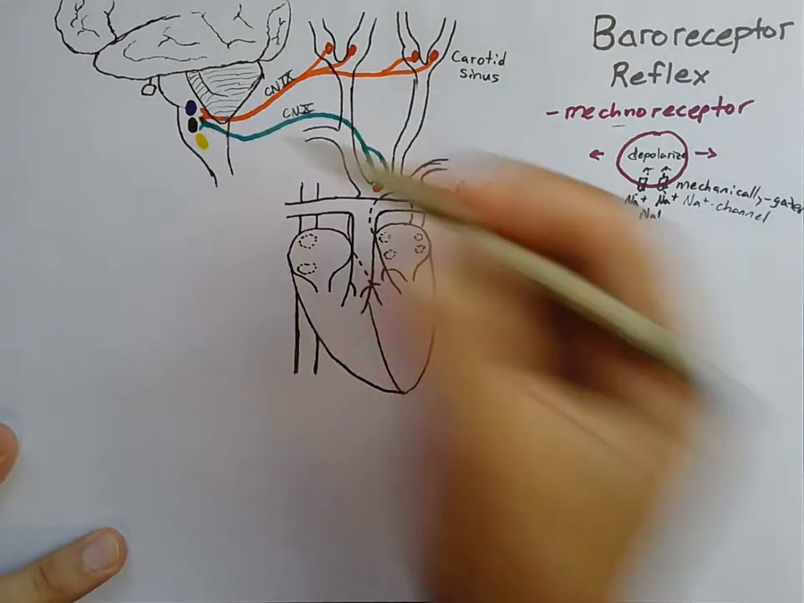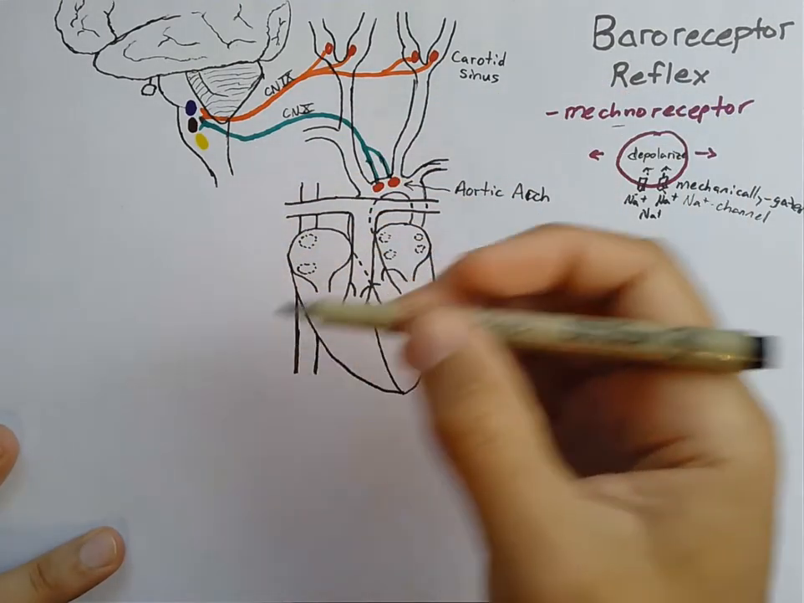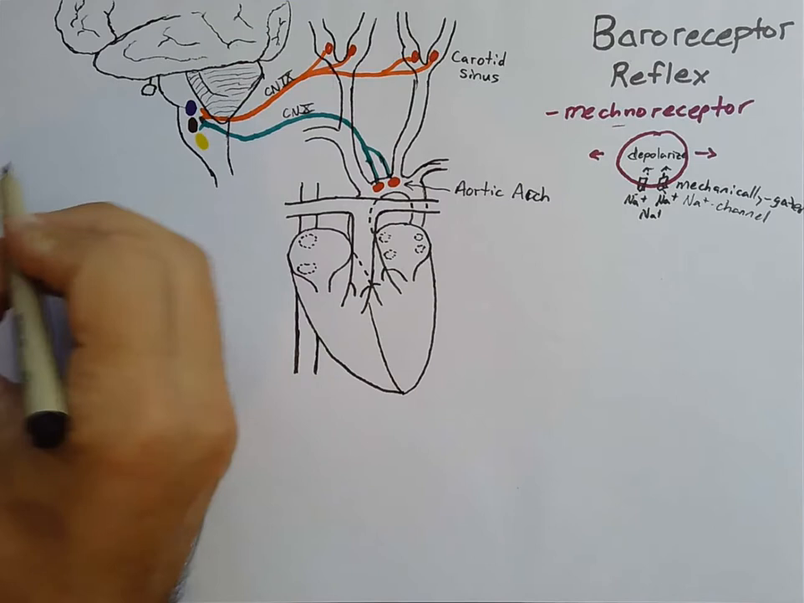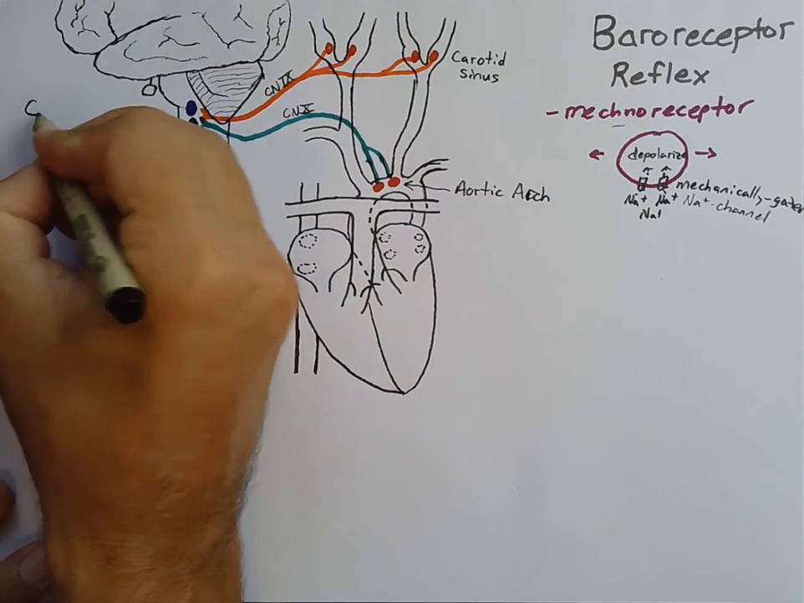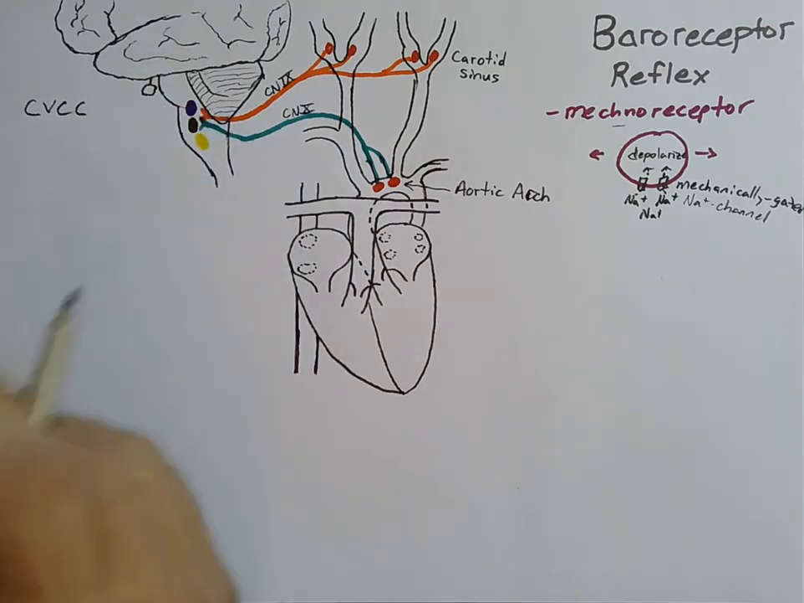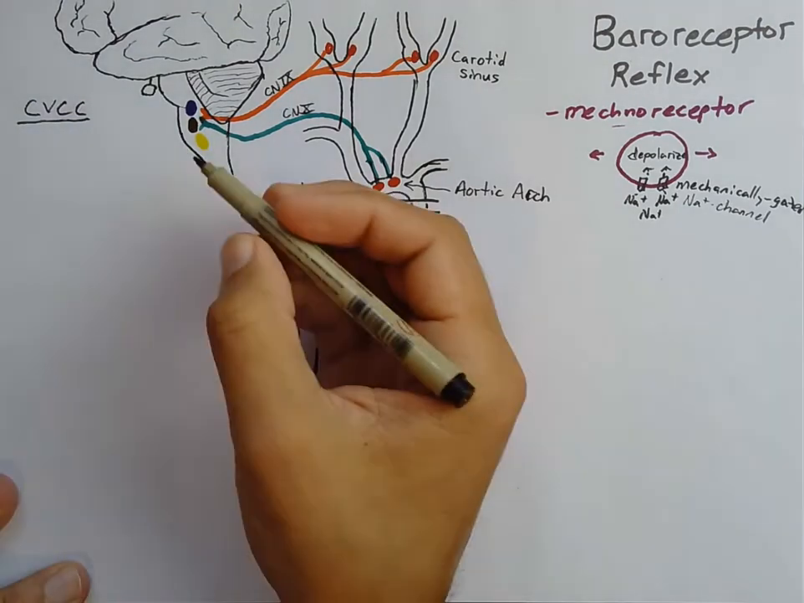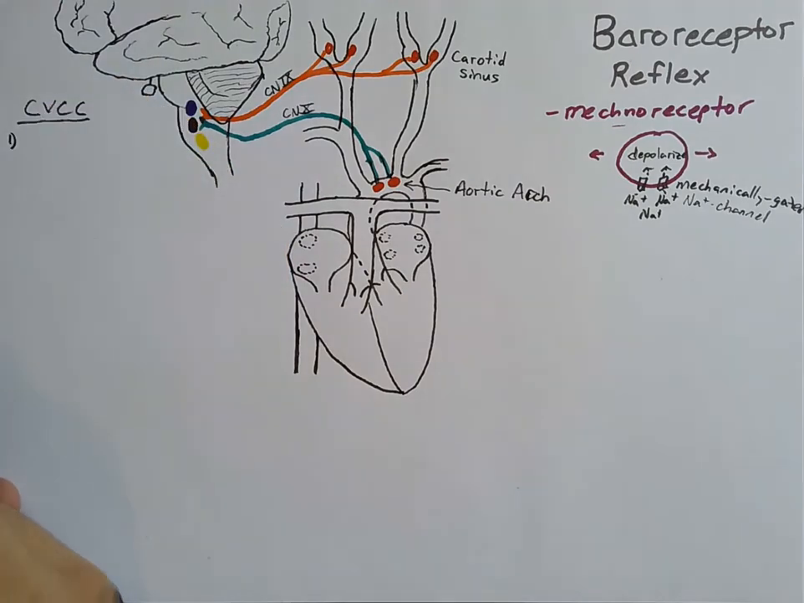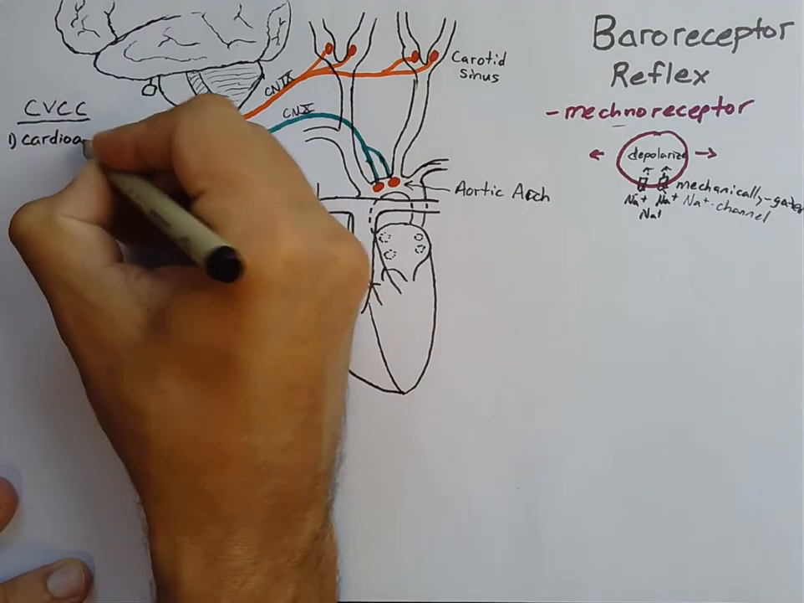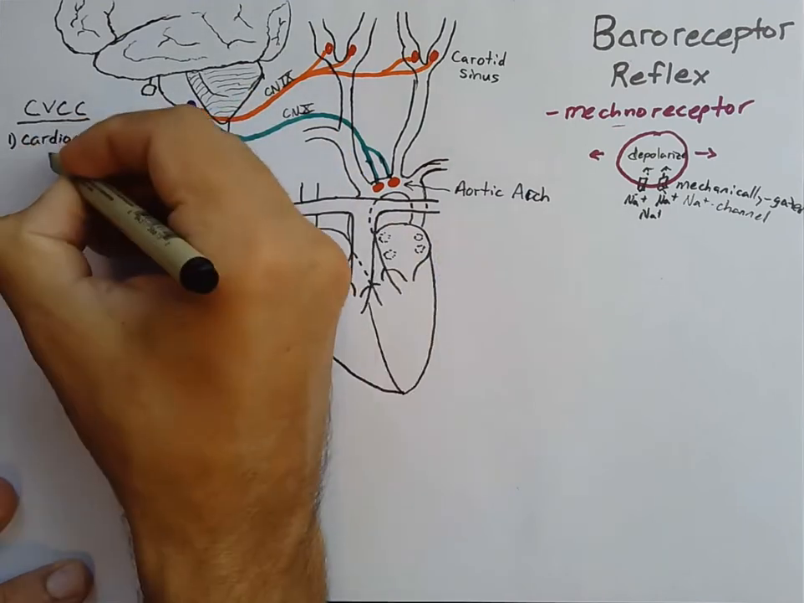These 3 subnuclei of the medulla oblongata combined are called the cardiovascular control center, which we can abbreviate the CVCC. The cardiovascular control center is going to have 3 subnuclei. 1, we're going to have a cardioacceleratory. Acceleration means to speed up, so it's going to have a cardioacceleratory center.